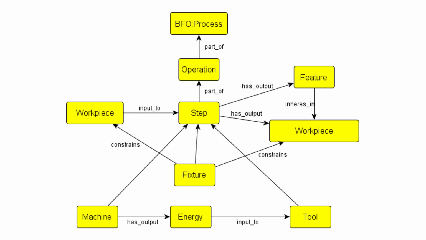This is a generic picture that we came up with this week that demonstrates that we do have a manufacturing process. We call it here a step. A step has an input workpiece and an output workpiece. In order to make a manufacturing process work, we need a machine that provides energy, which is transferred to a tool, which actually provides shape that makes a feature of our workpiece. Additionally, we need a fixture which constrains motion of the workpiece during the process. Many of these steps put together make an operation, and then several operations make our manufacturing process.